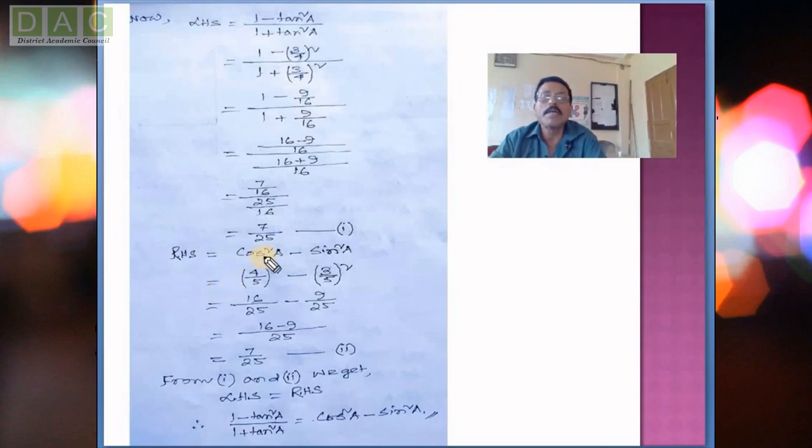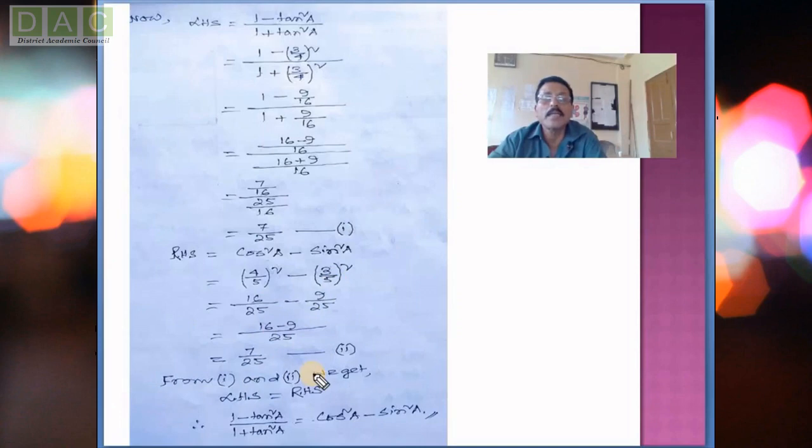Again you already have the cos A and sin A values. So put them here: it will be (4/5)² and (3/5)². So ultimately it is 16/25 minus 9/25. Again you take the LCM 25, do the calculation, you will get 16 minus 9, and it is ultimately 7/25. This is equation number 2.